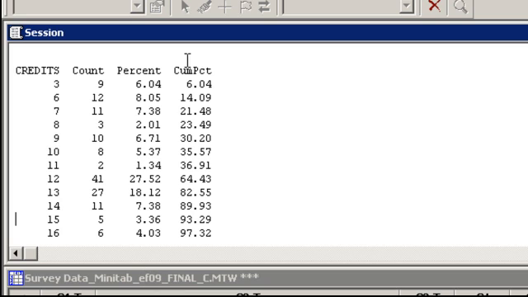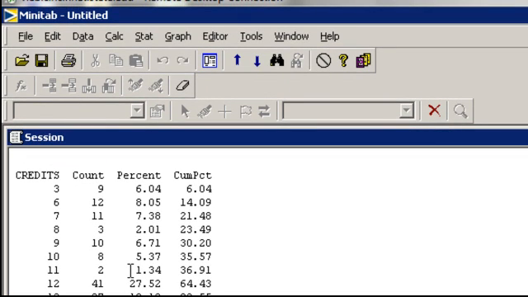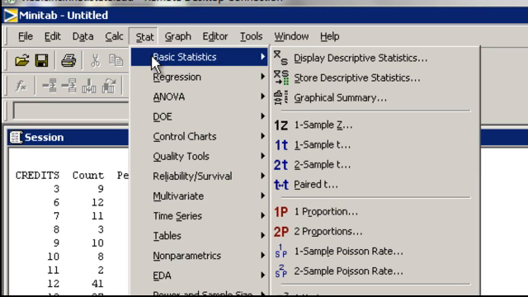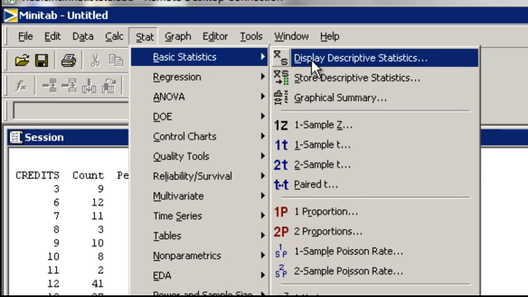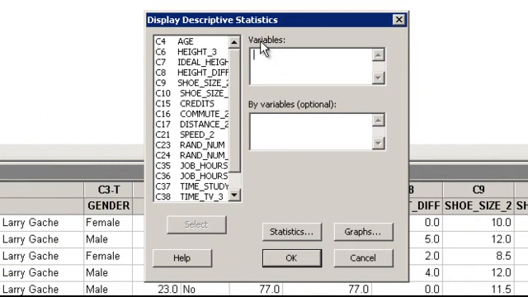Now what if we wanted to look at what is the typical value for the number of credits, and what the spread looks like? Okay, now the way we do that is we use what's called Descriptive Statistics in Minitab. The way you compute that is you go to Stat, Basic Statistics, Display Descriptive Statistics. Now we can put more than one variable. I'm going to go ahead and do our 2 examples at the same time. Commute, select, and also number of credits, select.